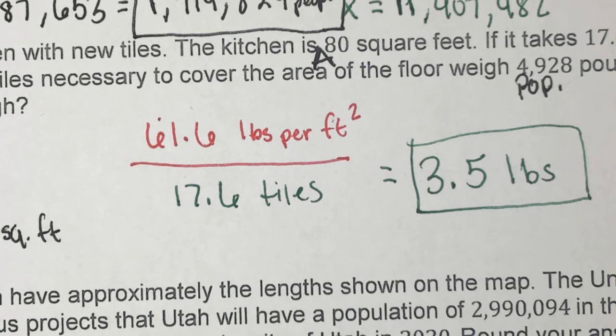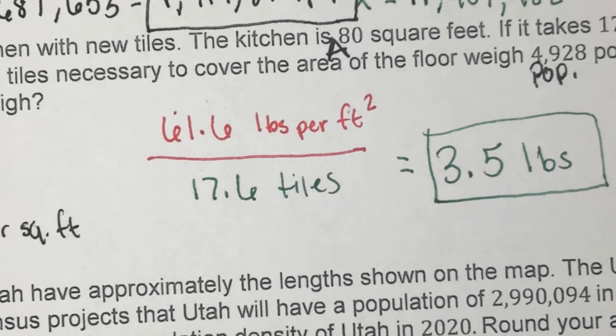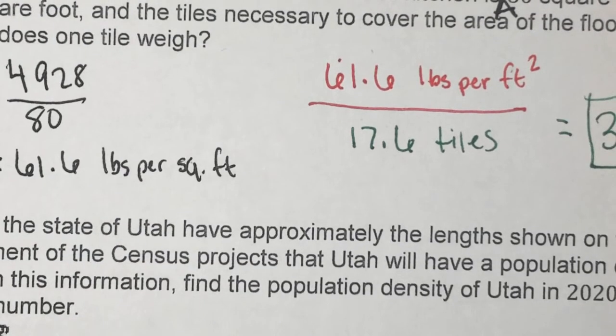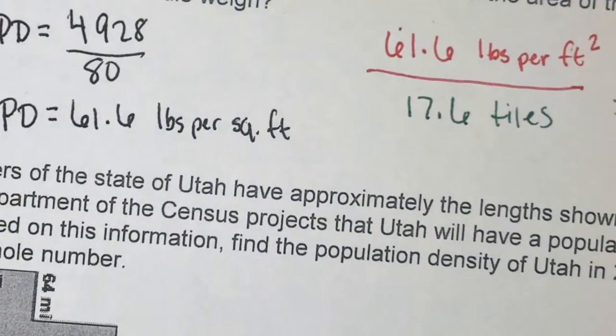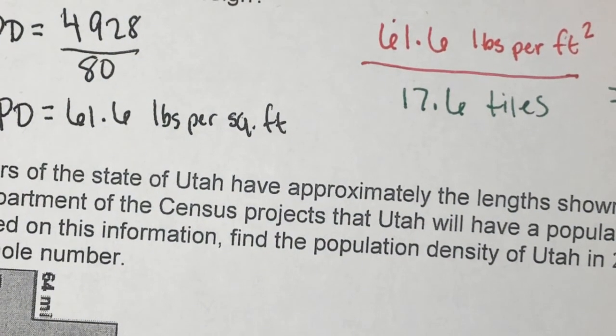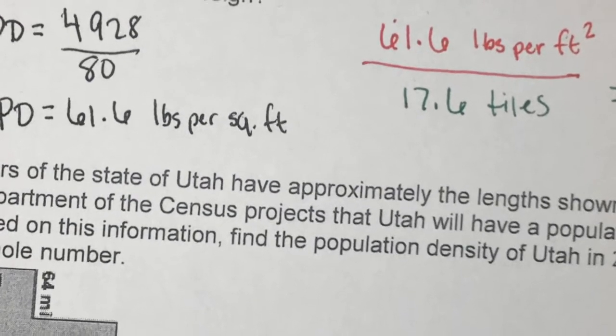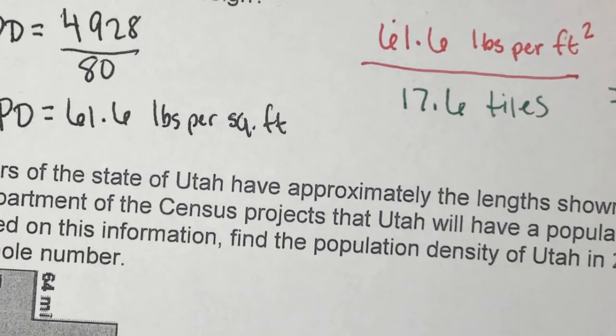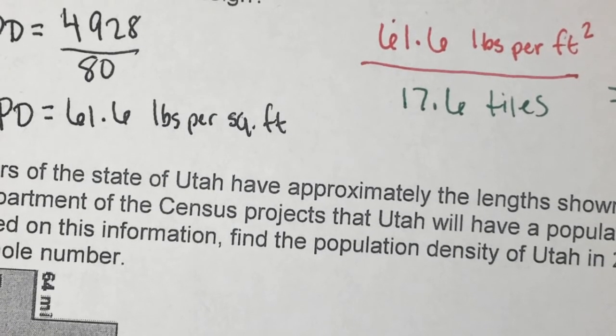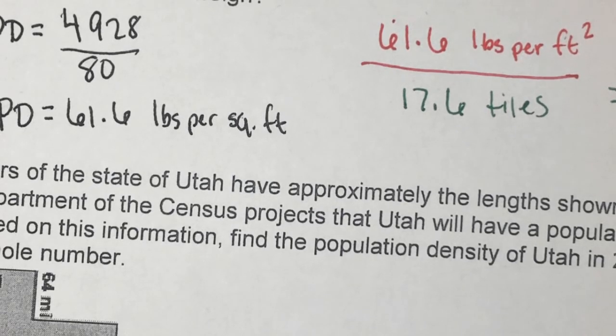Number 3, I'm going to start your setup for that one. You can finish that one off, just because it's a composite shape, and y'all probably can't see it the way I do. The borders of the state of Utah are approximately the length shown on the map. The United States Department of Census projects that Utah will have a population of 2,990,094 in the next year, in the year 2020. Based on this information, find the population density of Utah in 2020. Write the answer to the nearest whole number.